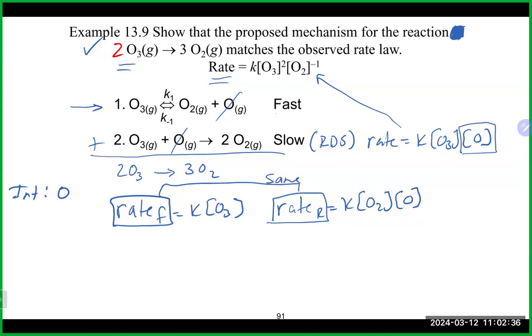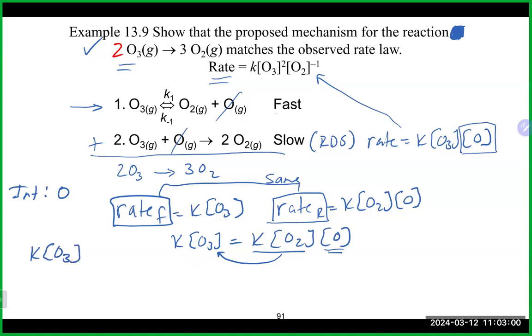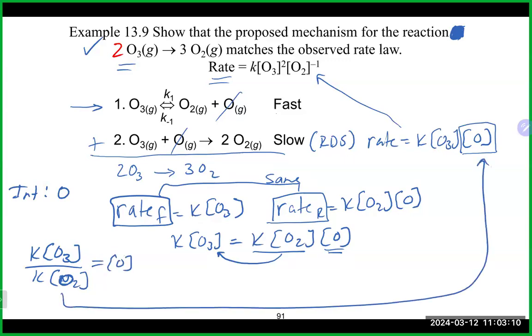That means, again, we could set them equal to each other, and that will give us K times O3 is equal to K, O2, and O. In this case, we are trying to substitute out the O, so we're going to take these and divide them to the other side. That will get us K O3 divided by K O2, and that will equal our O. That is what we're going to take and substitute in there.